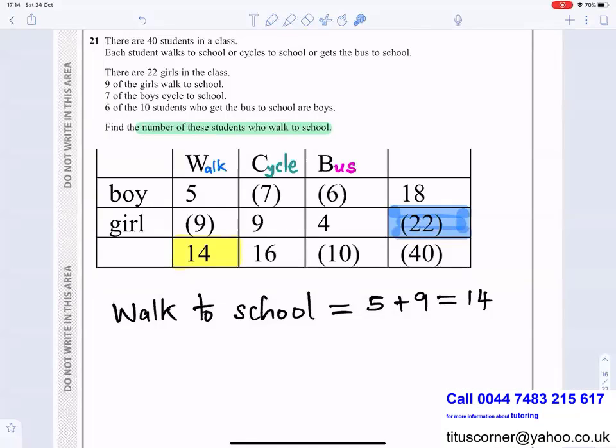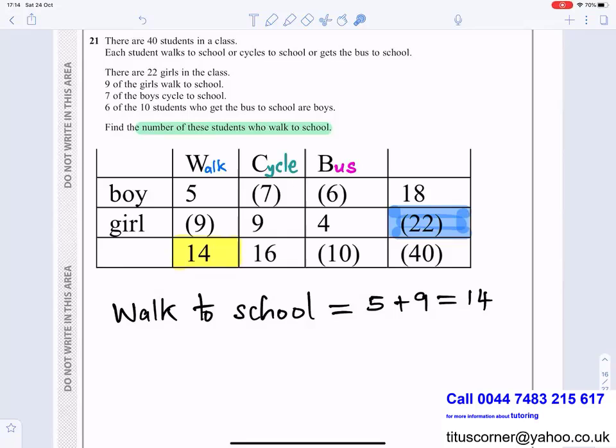Question number 21. There are 40 students in a class. Each student walks to school or cycles to school or gets the bus to school. There are 22 girls in the class. 9 of the girls walk to school. 7 of the boys cycle to school. 6 of the 10 students who get the bus to school are boys. Find the number of these students who walk to school.